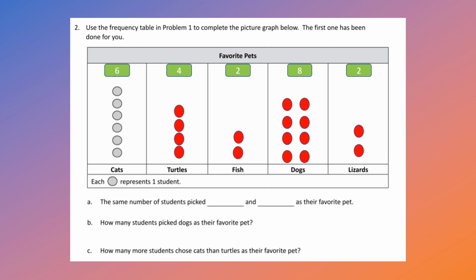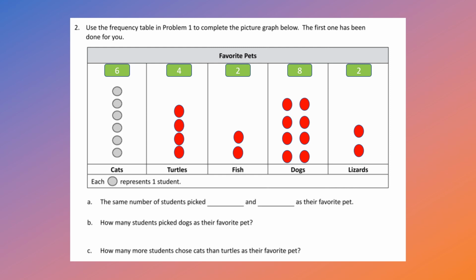The dots are great, and I know that each dot represents 1 student, but a lot of times I like to see those numbers because it makes comparing and also adding or subtracting, if I need to, a lot easier because the numbers are already there. So I like to write my numbers out. Now, let's move on to questions A, B, and C.